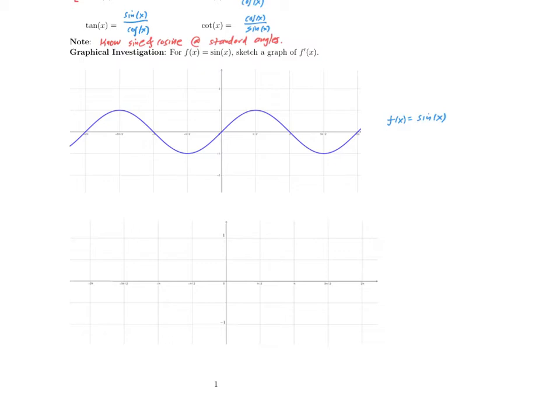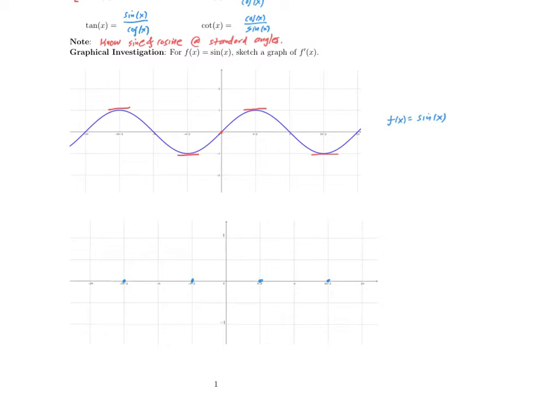And remember, our approach to doing so is to first think about where the derivative will be 0. And note the derivative is 0 whenever the tangent line is horizontal. So when it comes to sketching the derivative, we know the derivative will be 0 at minus 3 pi over 2, minus pi over 2, pi over 2, and 3 pi over 2, and then so on using the periodicity of sine.